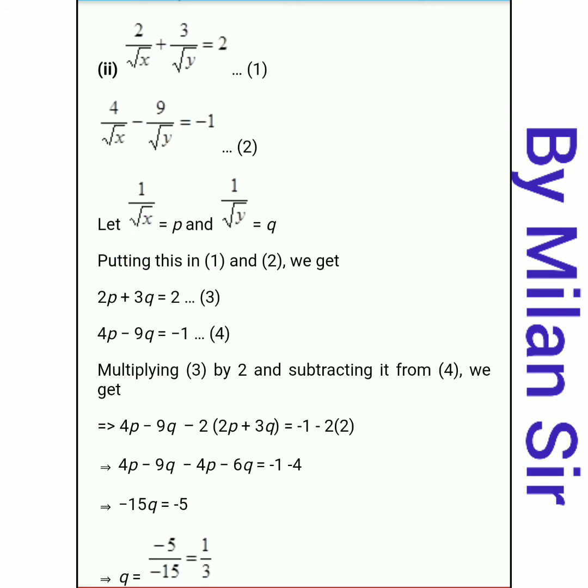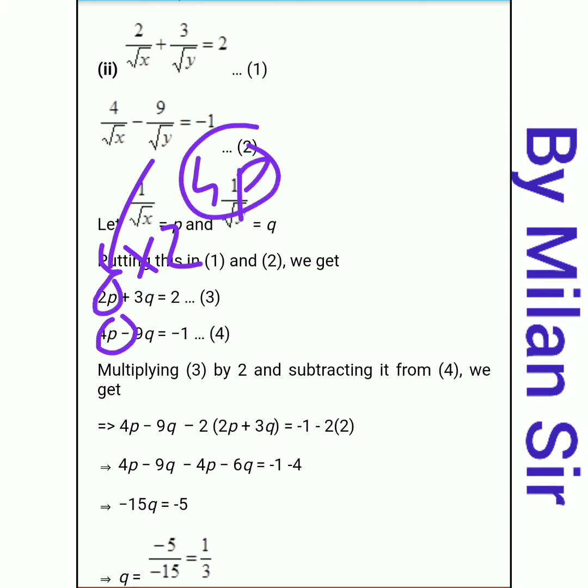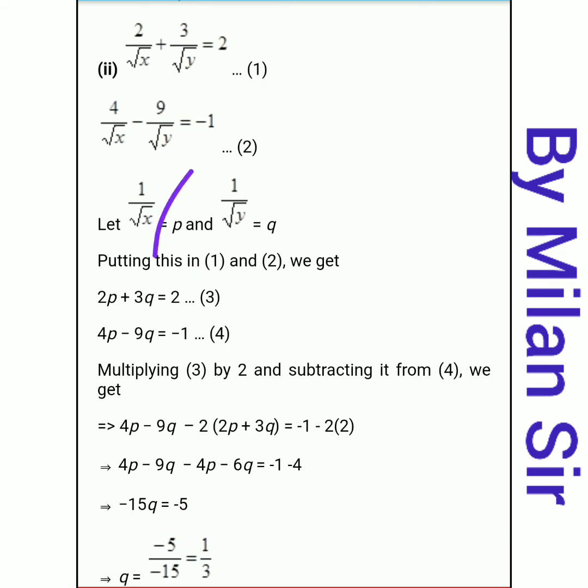And if we are going with p, then even if we multiply this equation by 2, then this becomes 4p, and 4p sum, and both have same sign, so at that time we need to use subtraction. But right now I am going with variable q. Okay, so just write down, multiply equation 3 by 3, okay, and subtract equation 4 from equation 3.